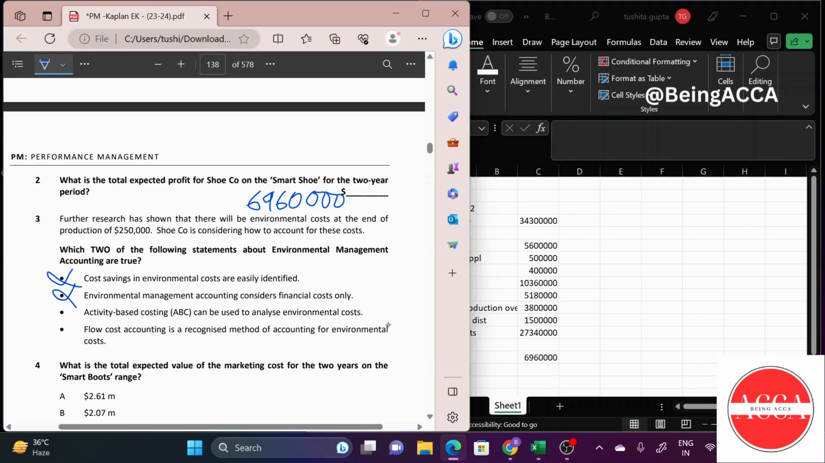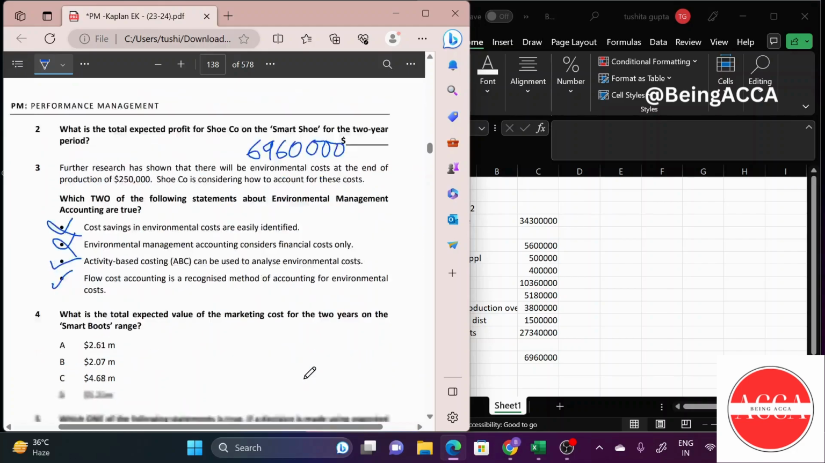Activity-based costing can be used to analyze environmental costs. Yes, this is correct, because it will tell us how much cost has been incurred because of which environmental cost activity that we have performed. Flow cost accounting is a recognized method of accounting for environmental costs. Yes, this statement is also correct. Moving on to the fourth question.